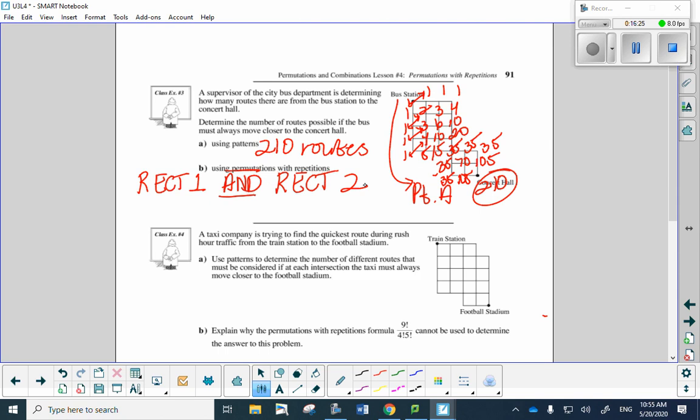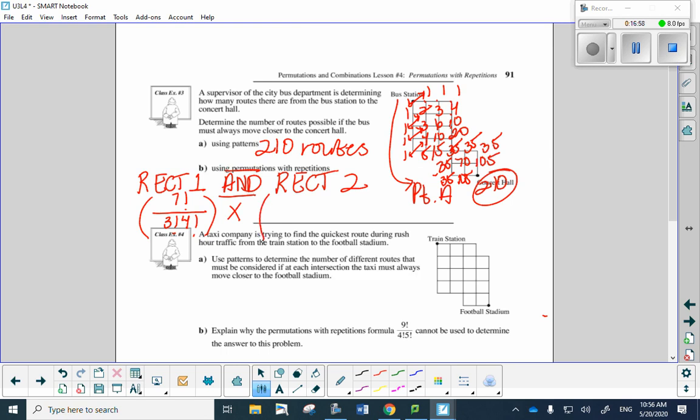So for rectangle 1, we need to figure out the total number of movements we're going to make. That's going to be 1, 2, 3, 4, 5, 6, 7. So this would look like 7 factorial divided by, how many are going to be repeating? There will be 3 to the right, so 3 factorial, and 4 down, so 4 factorial, and I close the bracket. And then with the word "and", I'm going to multiply by, how do I calculate rectangle 2?